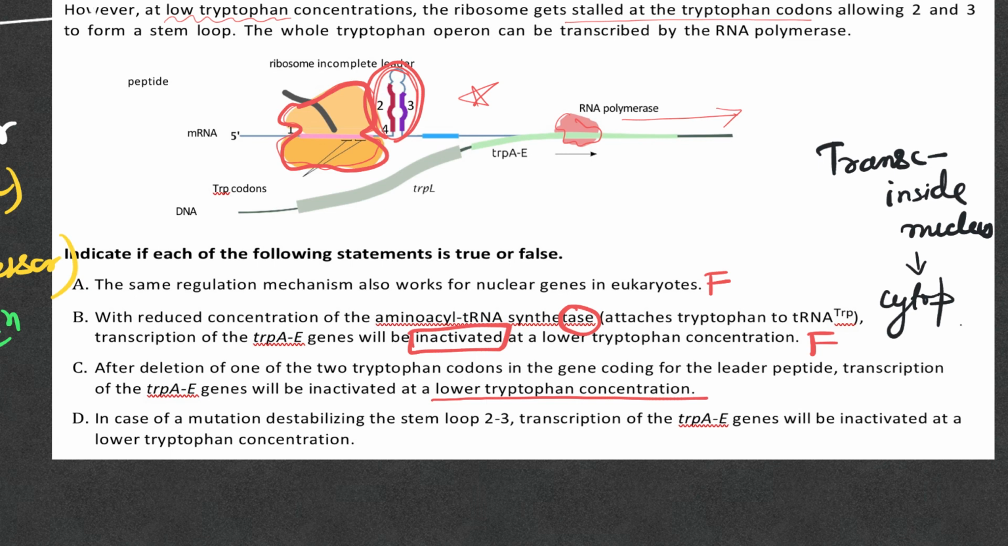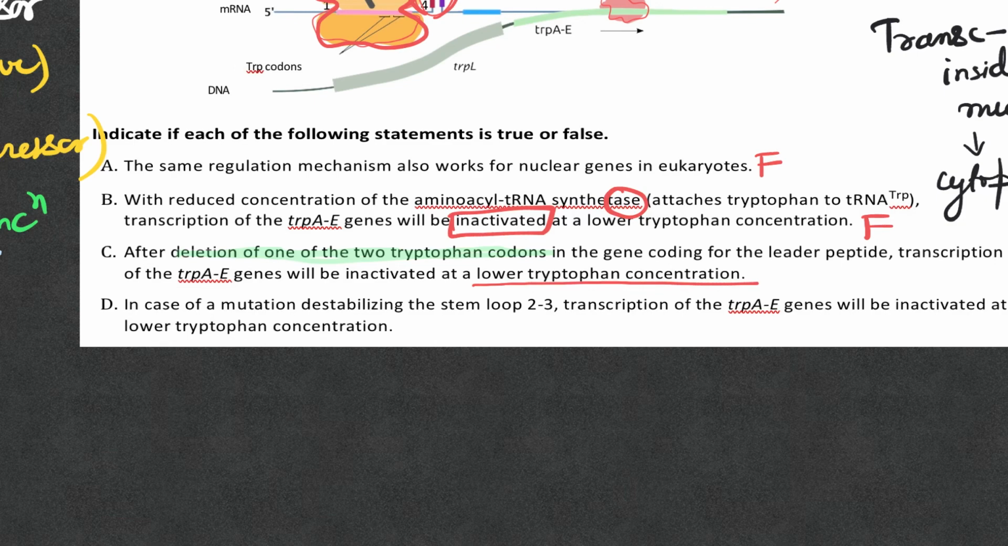But the question says you are going to delete one of the 2 tryptophan codons, either 1 or 2. Now see, if I am deleting 1, the ribosome will wait at 2. If it waits at 2, 3-4 is free to form a complex. So let's write it down. If I delete 1, what will happen? 2 will be busy. If 2 is busy, the 3-4 complex is formed, and this is a termination signal.